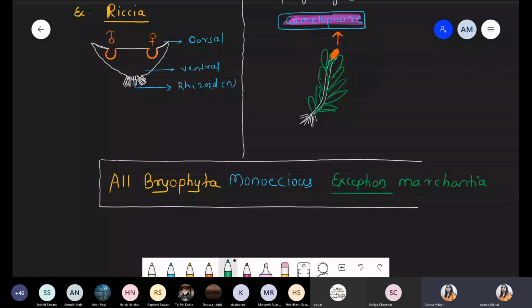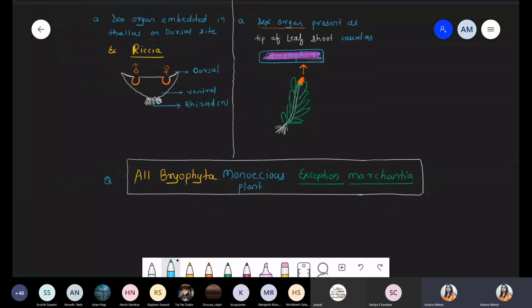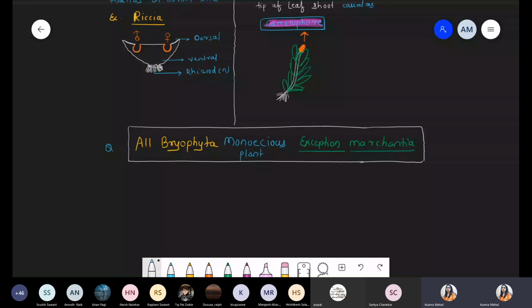Exception case with respect to Marchantia, because Marchantia is the exception case which comes under the liverworts. Those show the dioecious condition where the male sexual branch is totally different from the female sexual branch. So that's why we can say these represent dioecious plants. So all Bryophyta, one question from this point, okay? All Bryophyta are monoecious plants, but the exception case is Marchantia, which is an example of a dioecious plant.